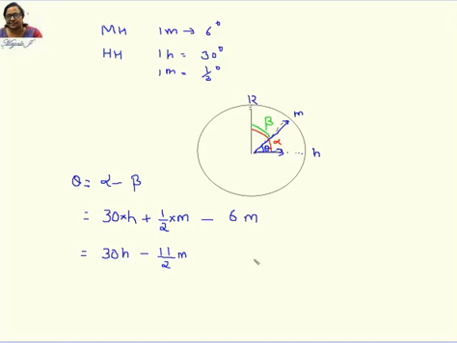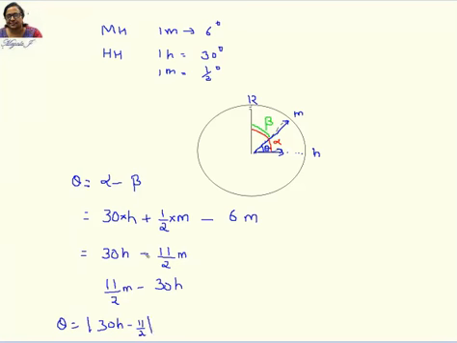In that case, we have to go for the reverse of that, like beta minus alpha. So when you go for beta minus alpha, it is just the other way: 11 by 2 m minus 30h. You can still work it out. You can just write this and find out. So overall, we can say the formula here, theta is nothing but the modulus of, you know what you mean by modulus? Modulus of 30h minus 11 by 2 m.